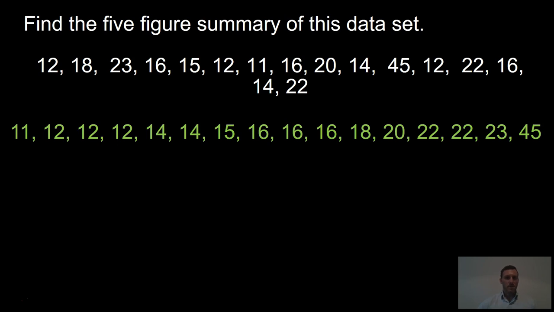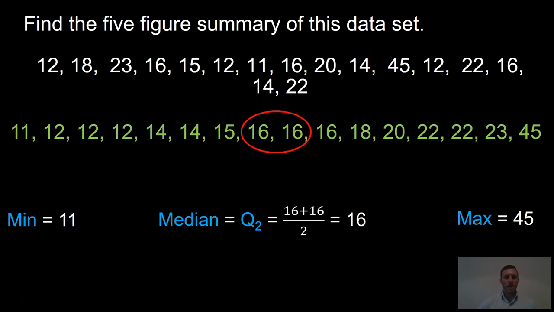Arrange the observations into increasing or ascending order. The minimum value is 11, the maximum value is 45. Locate the median, or Q2. Because we have an even number of values here, we take the mean of the two values in the middle of the data set, and that is 16.